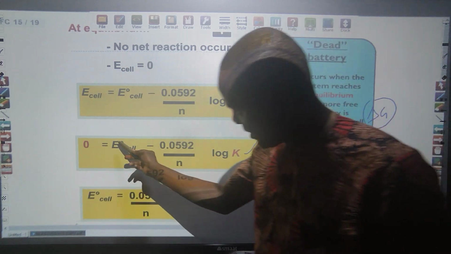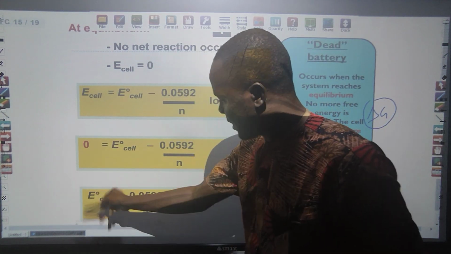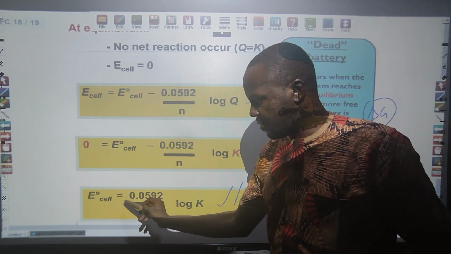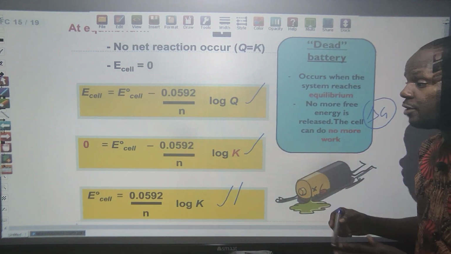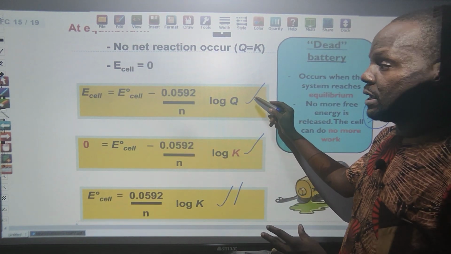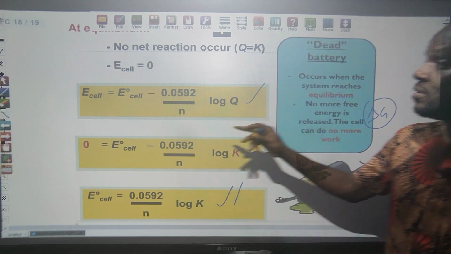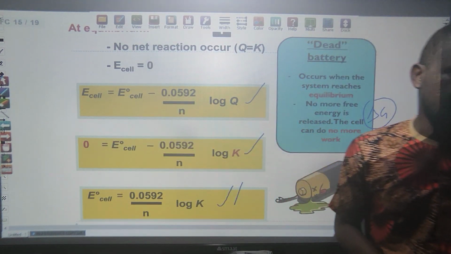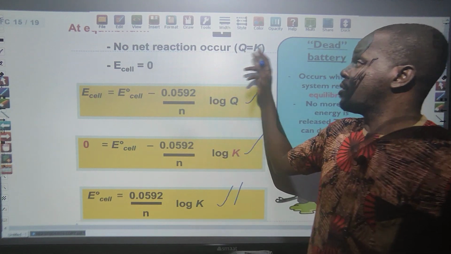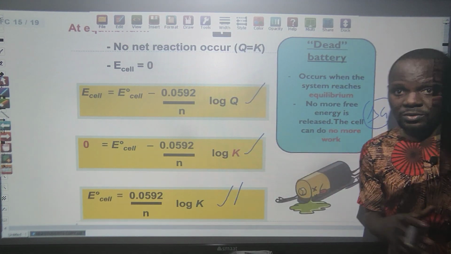You know what happened? This gets moved to this side, to be negative. Negative cancels negative, so the negative is no more there. Please be careful if you just know this formula. So when they now say the reaction is at equilibrium, just know that there is no E.m.f. in the cell, E equals 0. Then the value of Q is now the equilibrium constant.